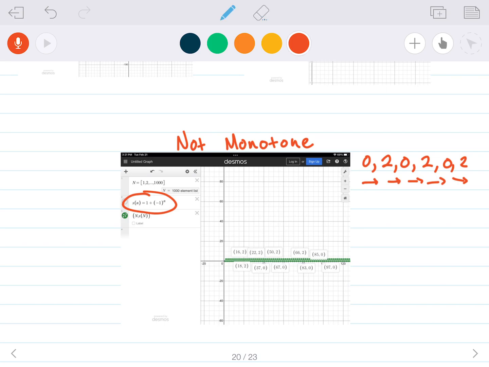Something that is monotone would be the natural numbers if we just listed them out: 1, 2, 3, 4, 5. This is monotone increasing.